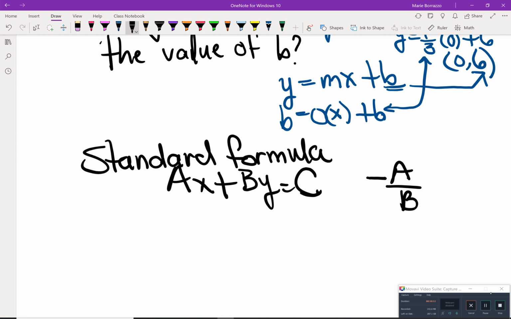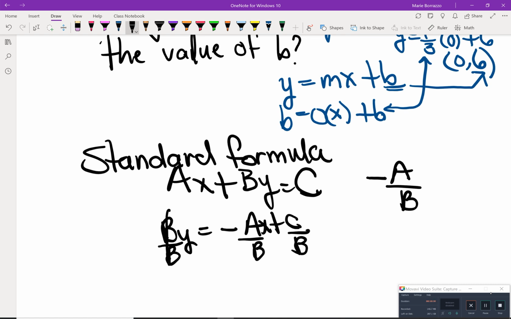And if I were to transform this back to slope-intercept, I would simply subtract the ax, so I would have by equals negative ax plus c. And I would be dividing this by b on both sides. Notice that I would be dividing on all three terms. So that's where they're obtaining a slope, where this is your slope, your m, and that is equal to negative a over b.